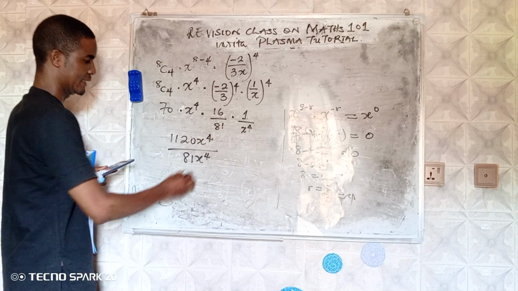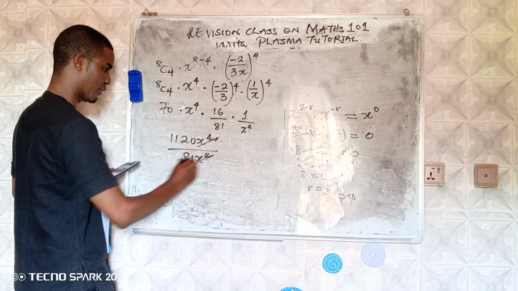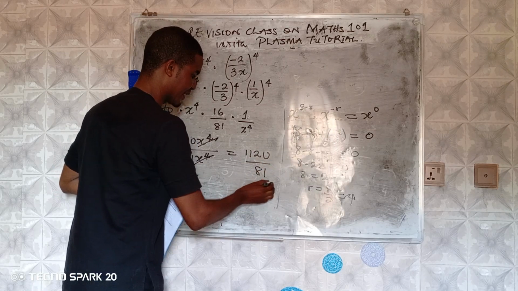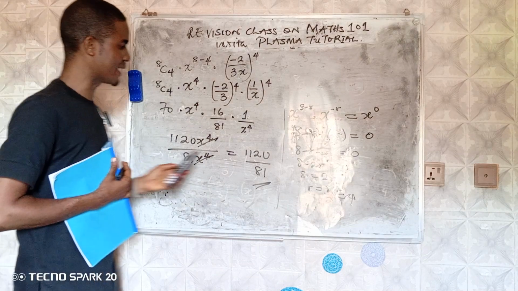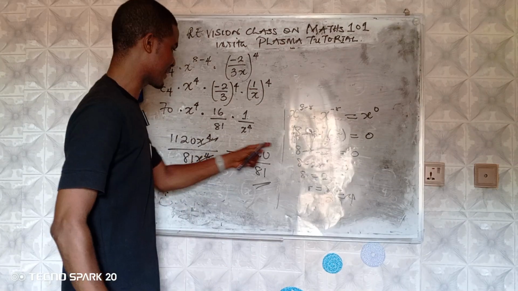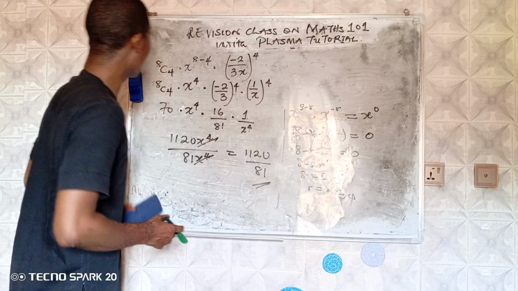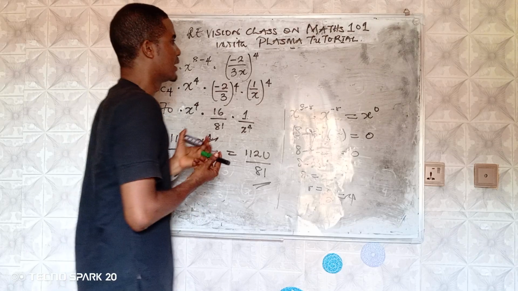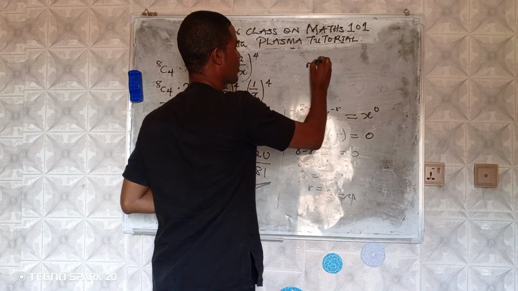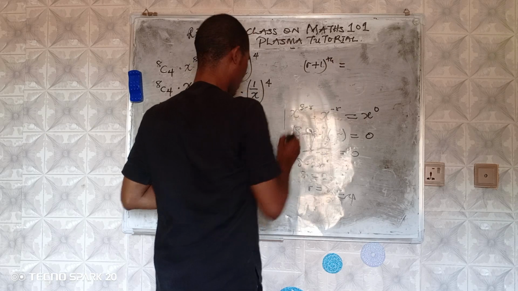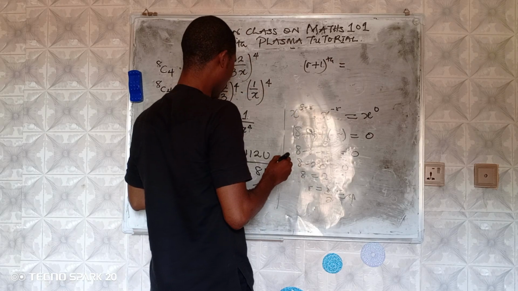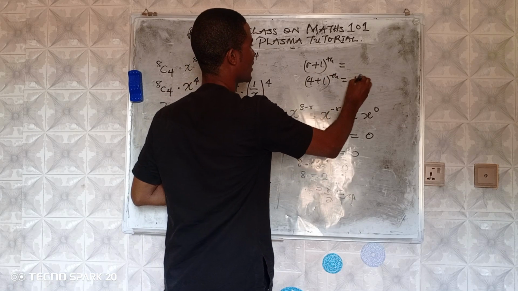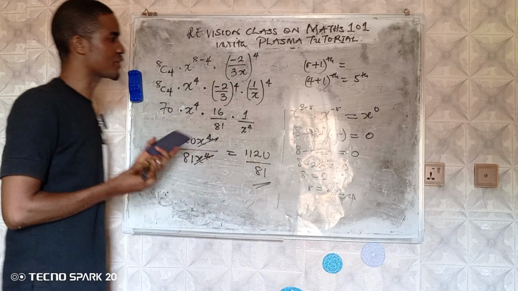Are you following that? See, x raised to power 4 will cancel x raised to power 4, leaving us with 1120 over 81. Final answer. This is the term independent of x. You see that in this final answer now, there is no x. What if they further ask us to find which term this happened in? Remember, to find the position of the term, it is r plus 1. So if our value of r is 4, then 4 plus 1 will give us the 5th term. This happened in the 5th term.